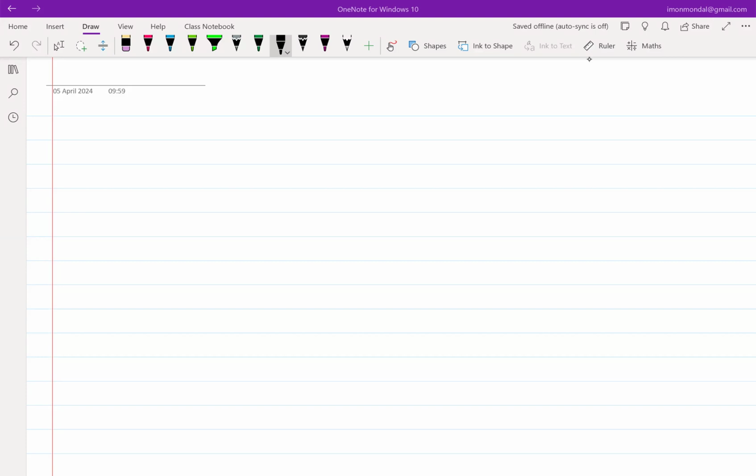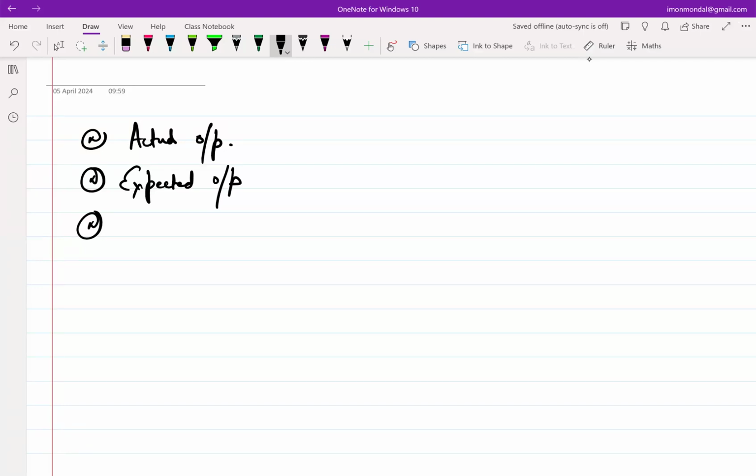So one thing is we need an actual output. I mean, that is kind of obvious. Otherwise, there's no point in making anything. The second thing we need is our expected output. And the third thing we need to do is find a way of finding the difference between the expected and the actual output. And that difference we should drive to zero.